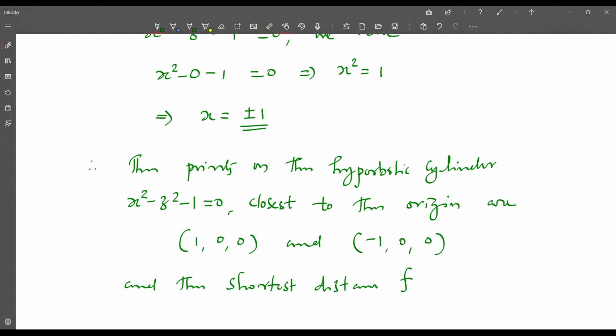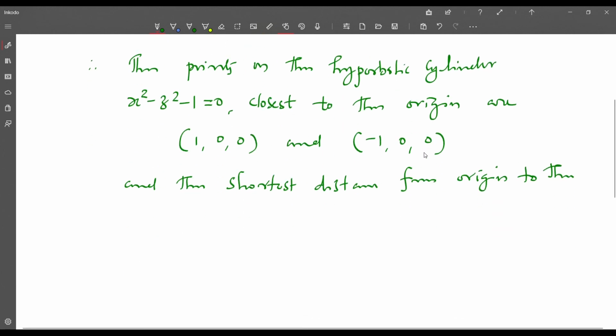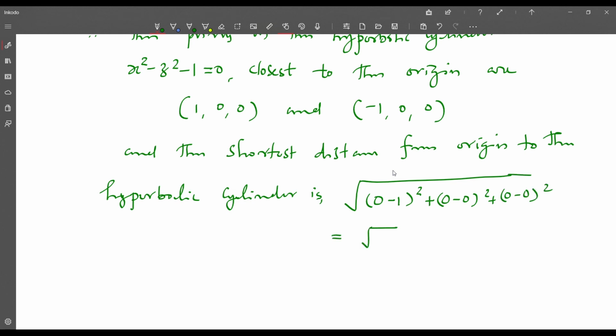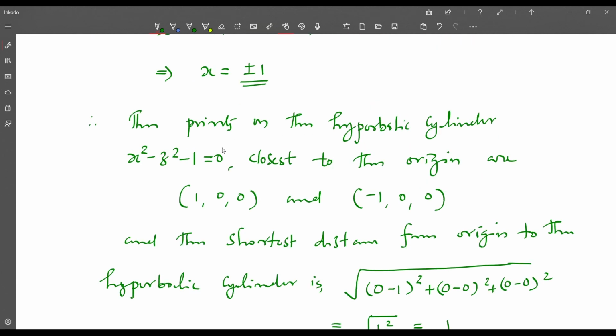And the shortest distance from the origin to the hyperbolic cylinder is, for example, considering the point 1, 0, 0: square root of (0 minus 1) the whole square plus (0 minus 0) the whole square plus (0 minus 0) the whole square. So this is square root of 1 square, so this is 1 unit. This is the solution to that problem. The points on the hyperbolic cylinder x square minus z square minus 1 equal to 0 closest to the origin are 1, 0, 0 and minus 1, 0, 0.